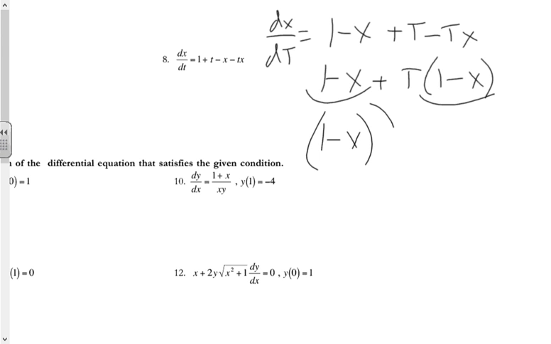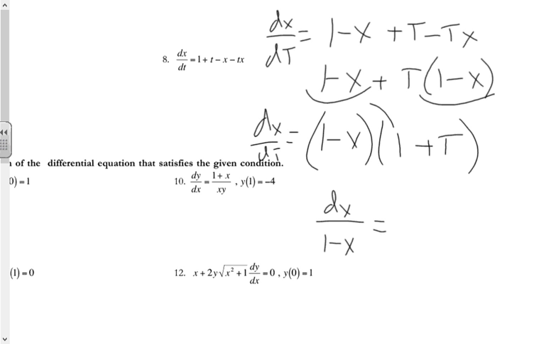So that's 1 plus t. There we go. Now I've got an x function and a t function. That equals dx over dt. So now I'm going to get the x's with the dx's and the t's with the dt. So that's going to be dx over 1 minus x equals 1 plus t times dt.